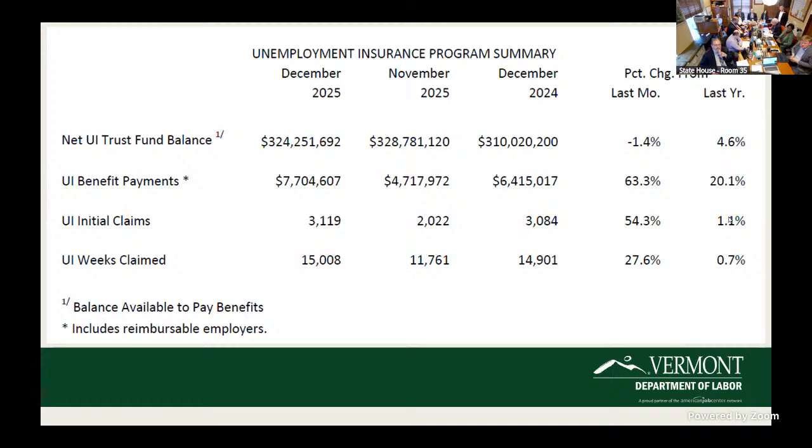And then ultimately that last column, if you look reading from the bottom up, where the weeks claimed are slightly up, initial claims more up, benefits paid more up. And so this is the cost of actual benefits being impacted. And then ultimately the trust fund not growing as fast as benefits are.